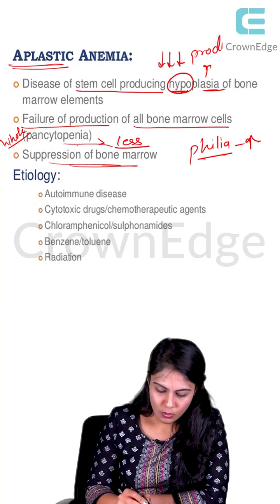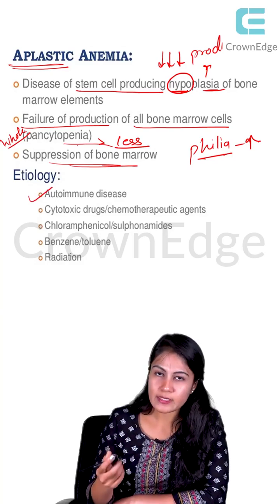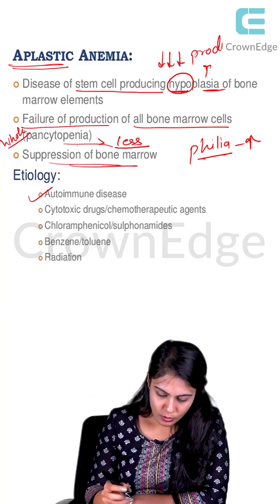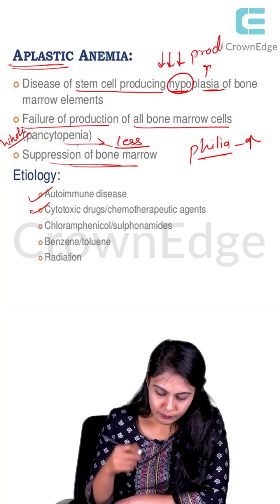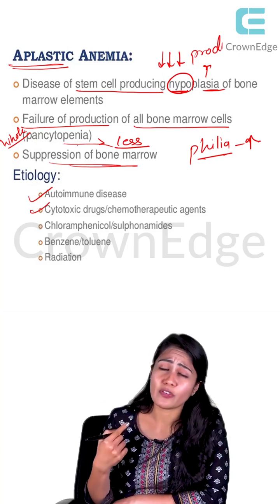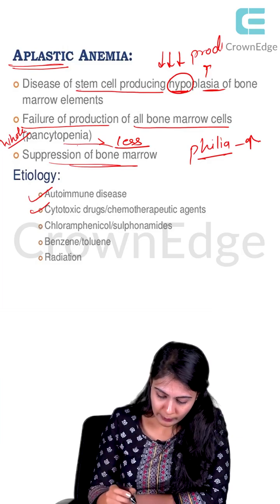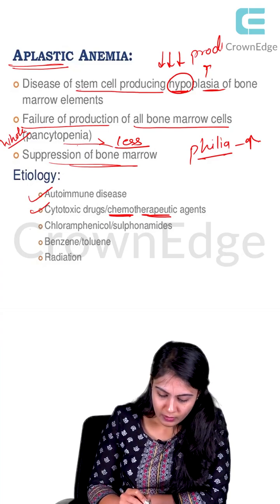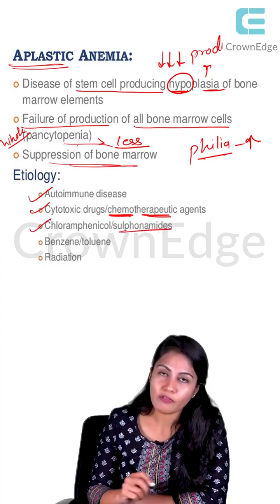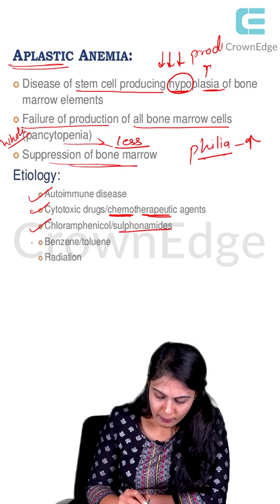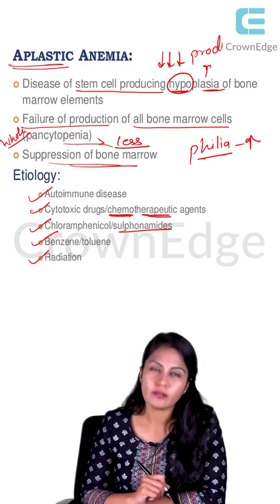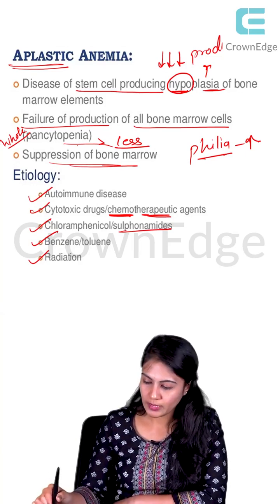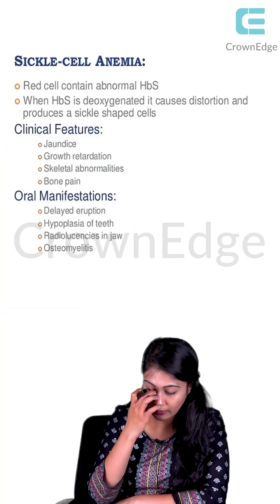What can be the causes? Causes can be autoimmune diseases. Our own body tissues are attacking the bone marrow. That's why it is not able to produce these cells. Then cytotoxic drugs, specifically those used in cancer chemotherapy, means cancer therapy. Then chloramphenicol or sulfonamides, some drugs, right? Benzene, toluene, and any kind of radiation via X-ray or CT exposure, right? So they can cause aplastic anemia.